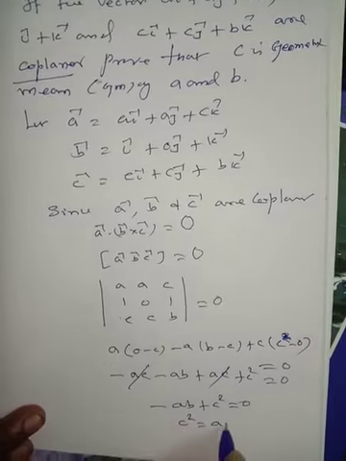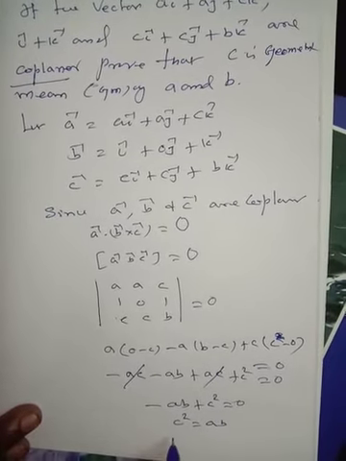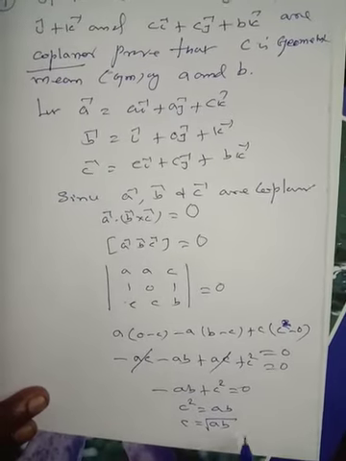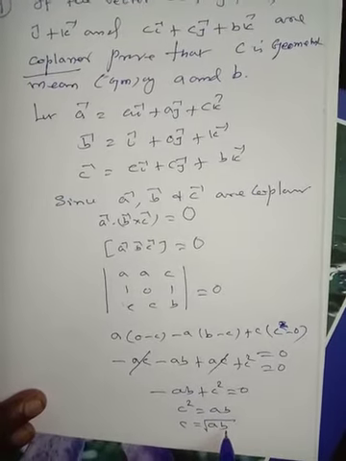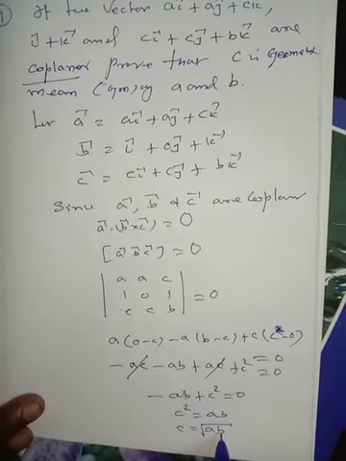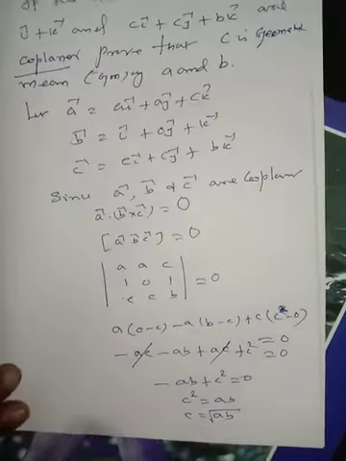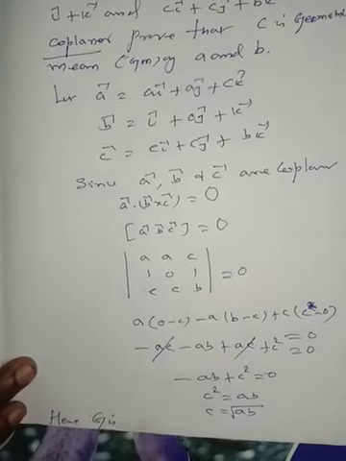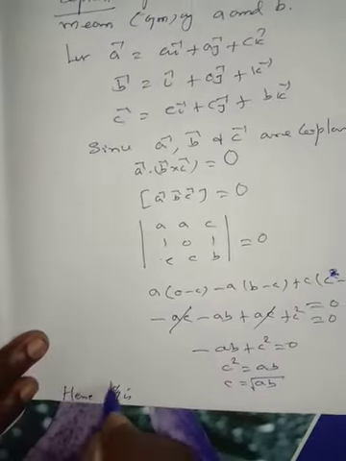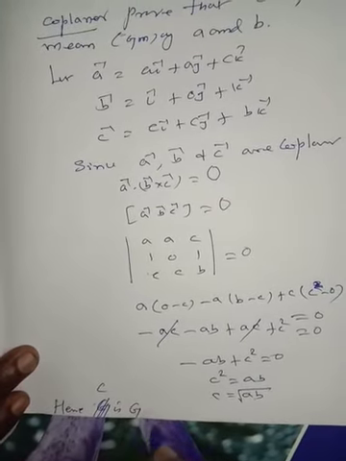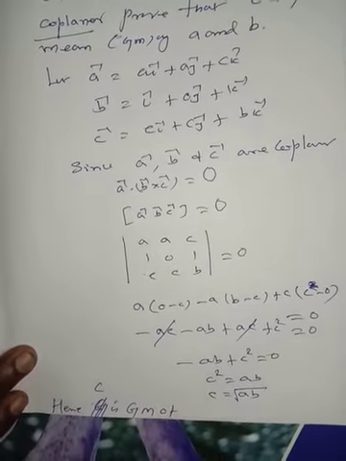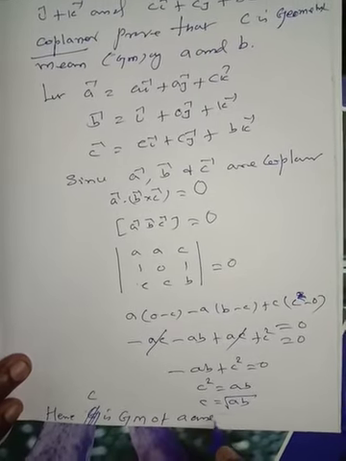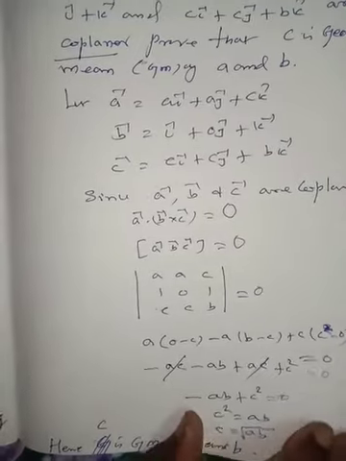C square is equal to ab. Taking square root on both sides, we get c is equal to square root of ab. C is equal to square root of ab means c is the geometric mean of a and b. Hence c is the geometric mean of a and b. Hence the result.